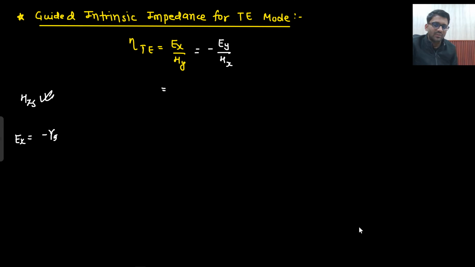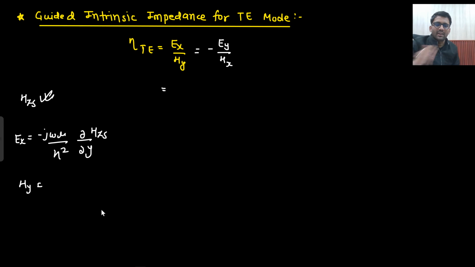Minus gamma g upon h square, that term will not come. Directly I can write down the term, that will be minus j omega mu upon h square d by dy, here x is there, so y, Hzs. And what about Hy? For Hy, Hx, then Hy would come. So minus gamma g upon h square del by del y Hzs. This would be your Ex, this would be your Hy.